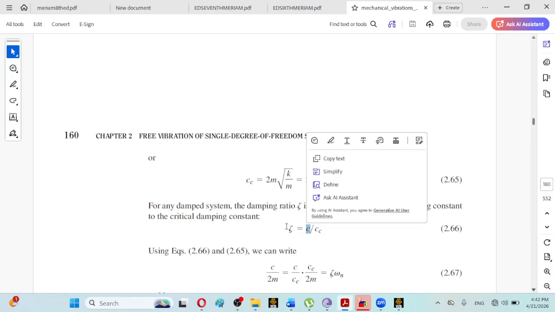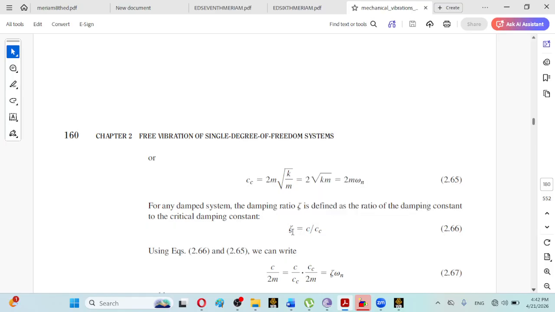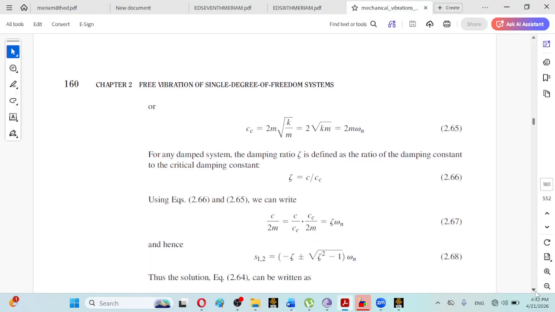So this gives us the damping factor or damping ratio, equation 2.66. Here we can observe that using these two values, the radical sign term can be modified as follows.